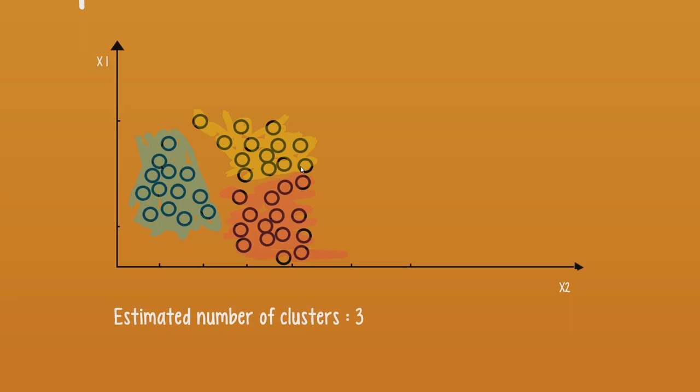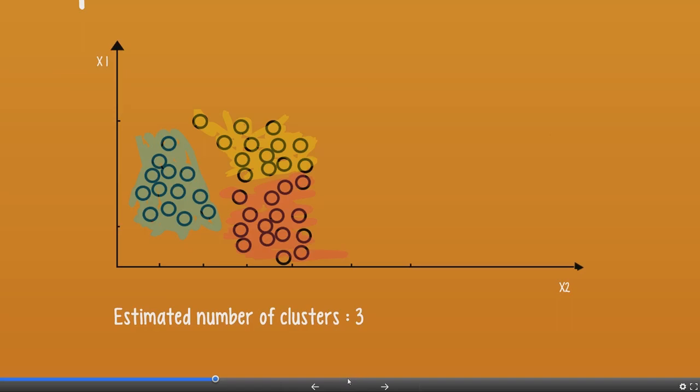And by the way, this is an important thing. In the clustering algorithms that we're gonna see, both the k-means and the KNN, you need to provide the number of clusters. Here, we have 3 clusters. That means 3 groups.